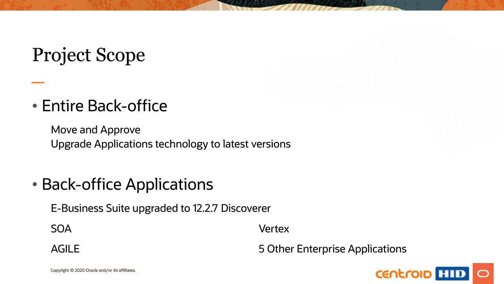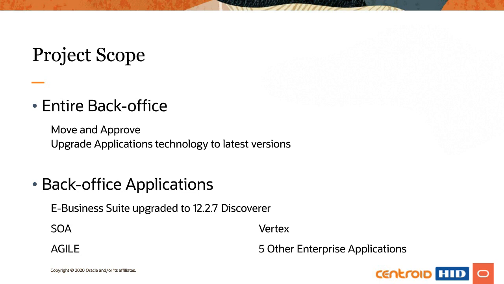Our scope was the entire back office. What we mean by back office is all the applications that support our G&A applications and manufacturing applications and that sort of thing. And the applications in scope was our entire E-Business Suite footprint. We use Agile PLM for our lifecycle management, so that was in scope. Vertex embedded in EBS for tax calculations, and SOA PIP, which is the middleware connecting E-Business Suite to Agile PLM and a few other applications.